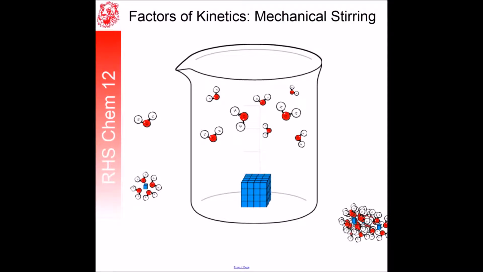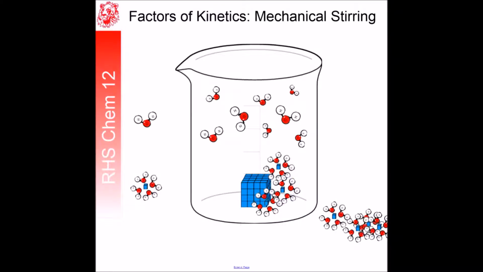Mechanical stirring. So mechanical stirring is a factor in kinetics. Here's our dissolving sugar situation again. And so water might come down and attach itself to a sugar. And so you end up with a little bit of sugar with a bunch of water around it. And this happens time and time again. So here we have our water molecules with their sugar attached to it, solvation spheres around our sugar.